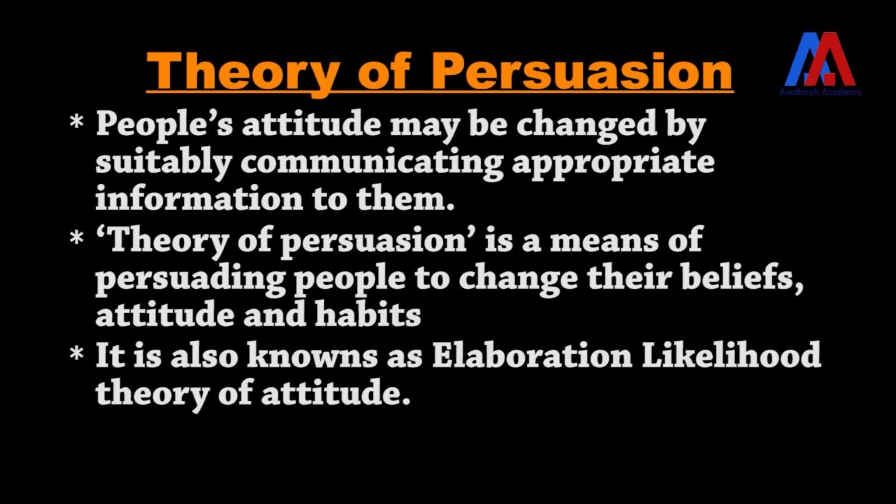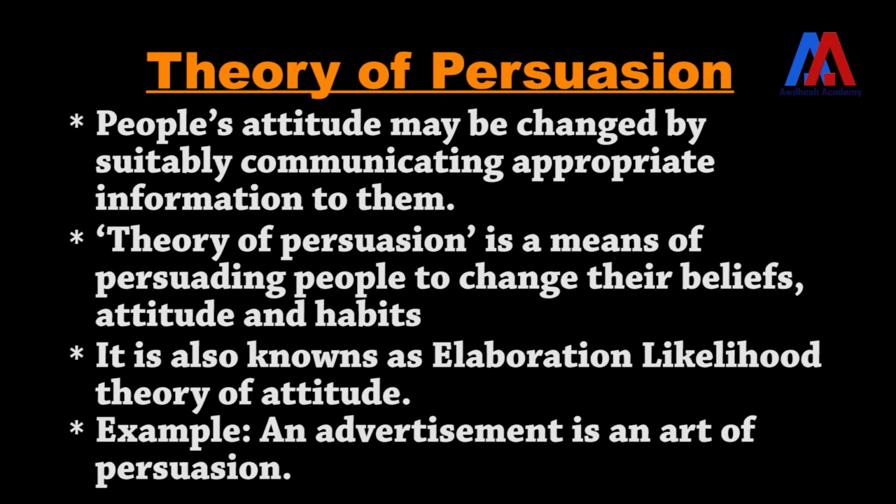Therefore, if we provide the right knowledge and the right information to the people, then the people's behavior can be changed. And that is precisely the theory of persuasion. This is also known as the elaboration likelihood theory of attitude. The example is advertisement. In the advertisement, you are persuaded to change your habit. It may be done by the government, it may be done by a commercial organization, but the purpose of an advertisement is to persuade you to change your behavior, change your attitude.